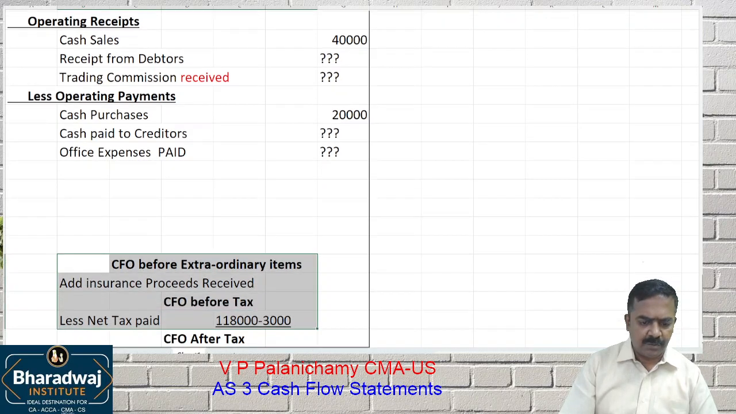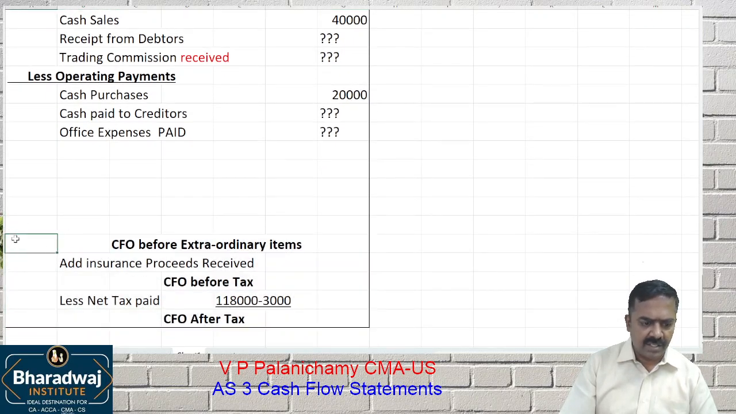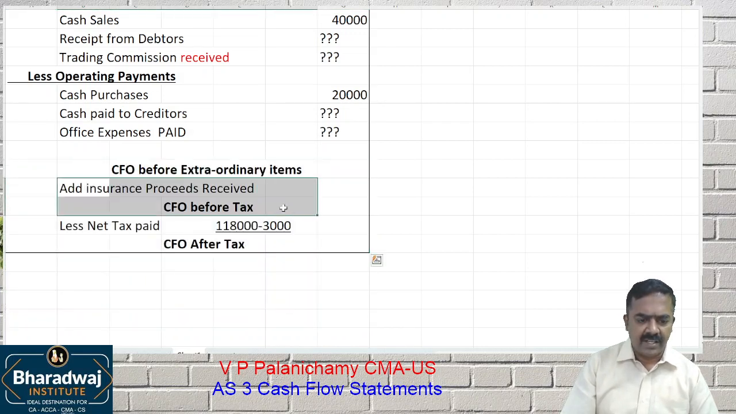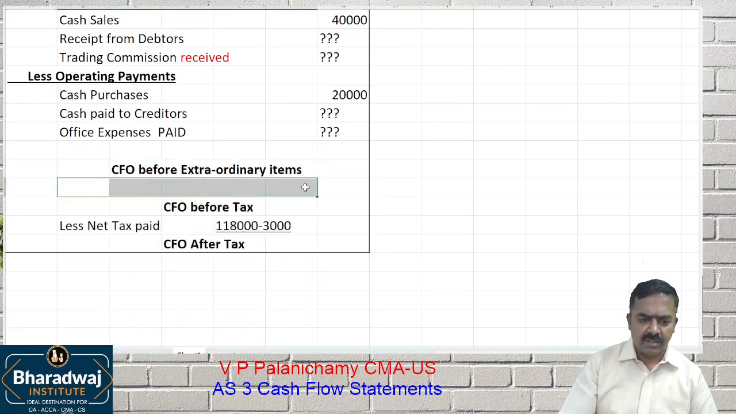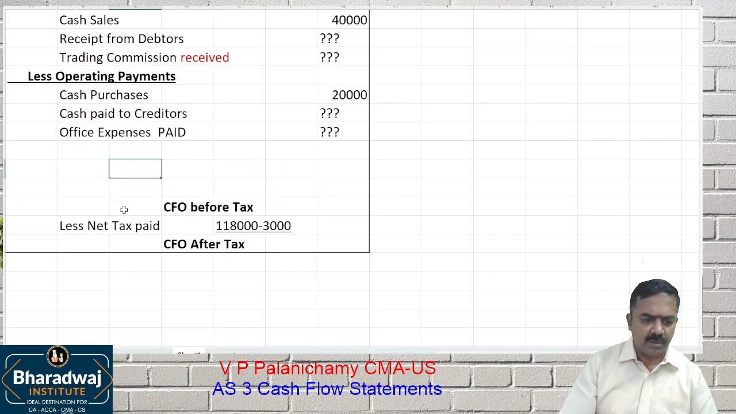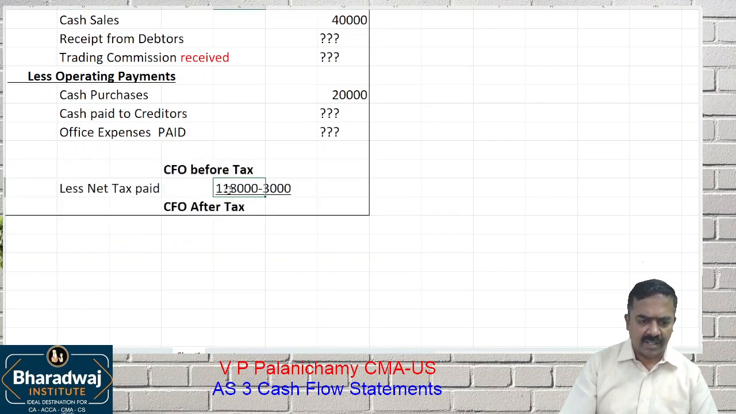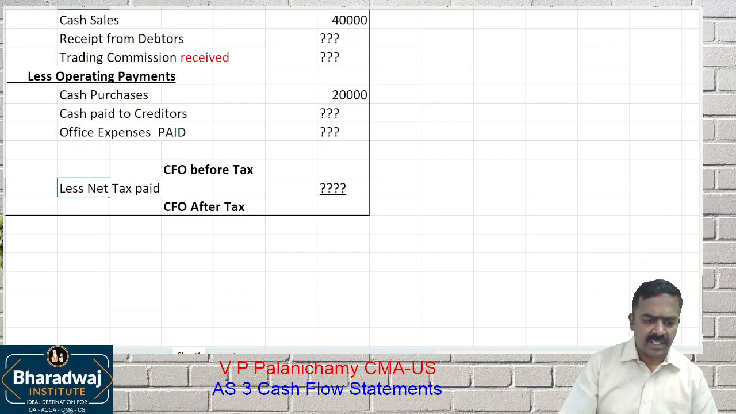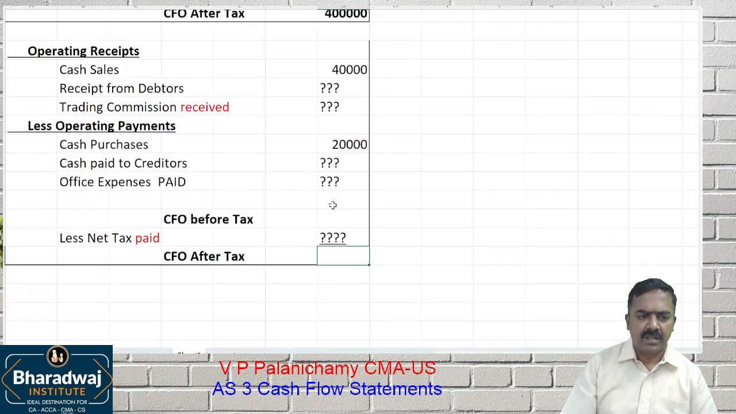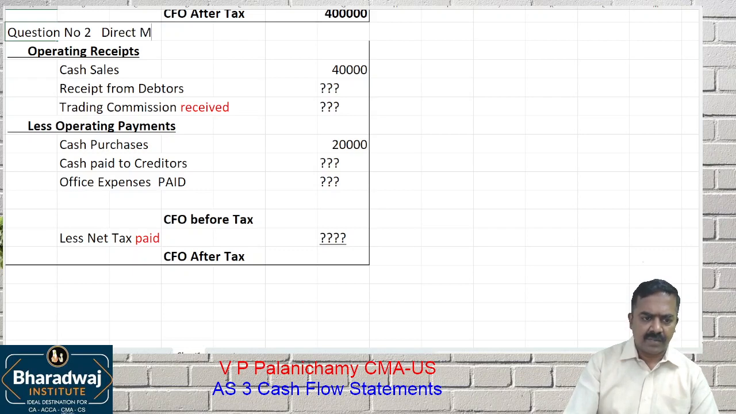So this will give us CFO before which item? Extraordinary item. Is there any extraordinary item given in the question? No extraordinary item given in the question. So whatever you work out, it will become which one? CFO before tax. We want provision for tax or tax paid? Tax paid we want. We have to work out that. If you work out all these things, then you will get which one? CFO after tax. This is for question number 2 under which method? Direct method.